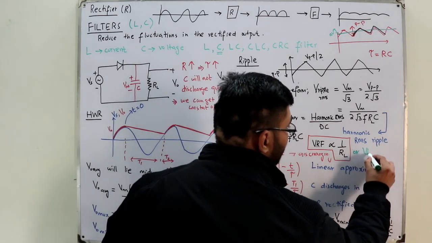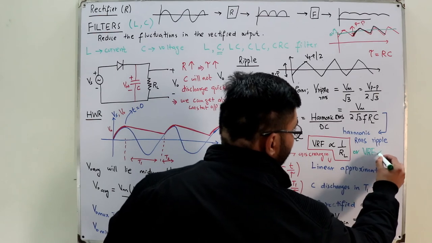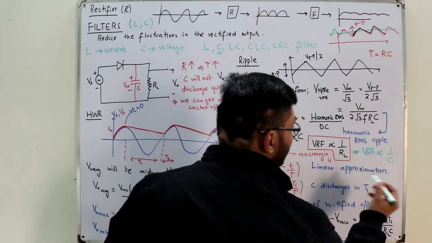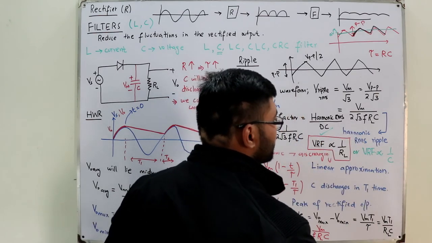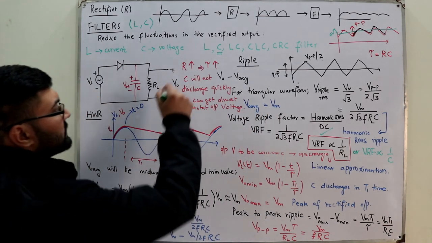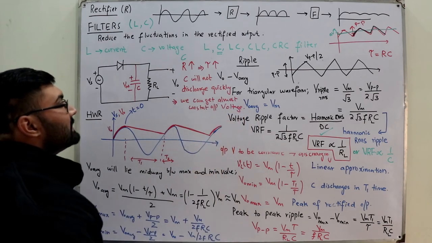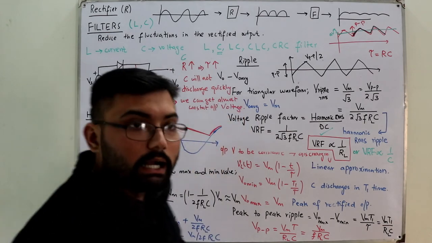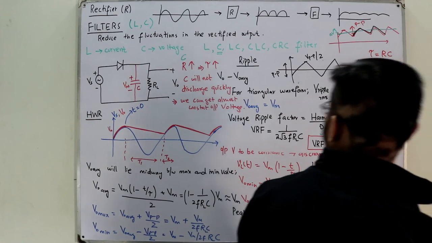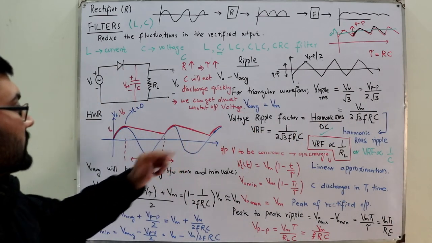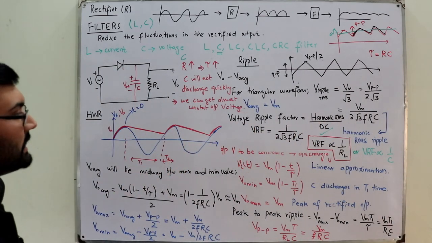or you could say the voltage ripple factor is inversely proportional to the capacitance value, but mostly we do it with this one. So if the capacitance value is high over here, the time constant would be high. Again, it would be the same thing, right? I hope you have understood it. So for this, we would have this sort of a graph, right?